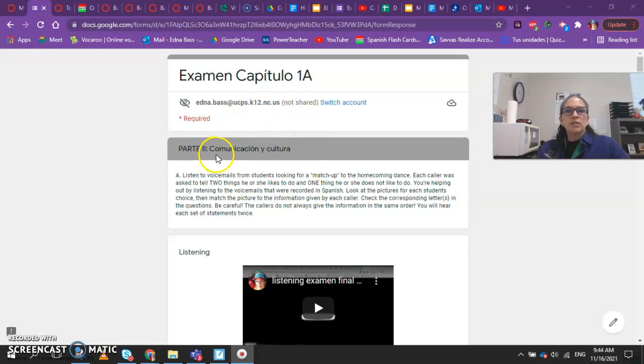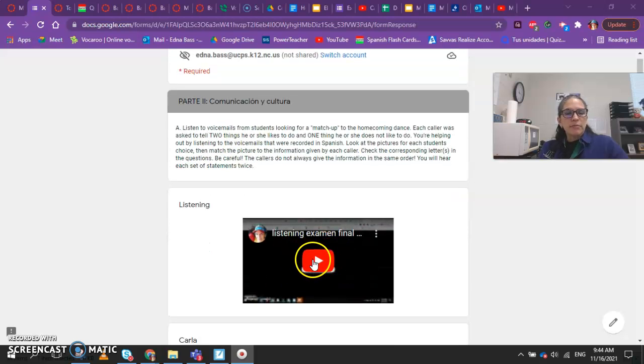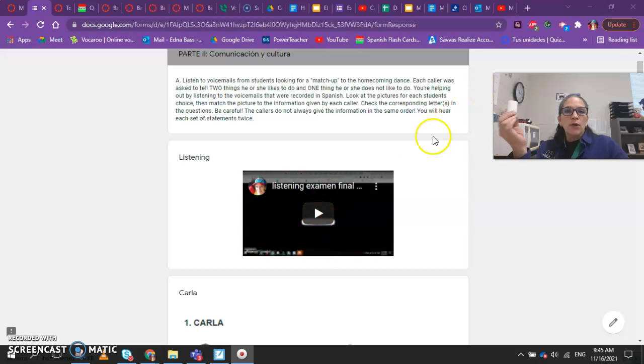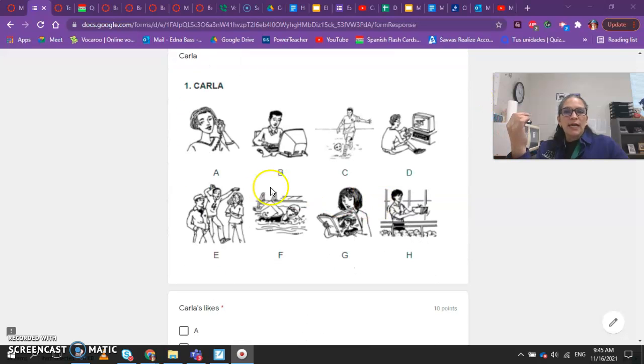Then we go to the next section. The next section is comunicación y cultura. It's communication and culture. So you're going to listen to the voicemails that I recorded here. You're going to listen to that, and they're trying to find a match up for the homecoming dance. So you're going to listen to some voicemails. So you are going to listen to the likes and dislikes. Here's A, B, C, D, E, F, G, H.